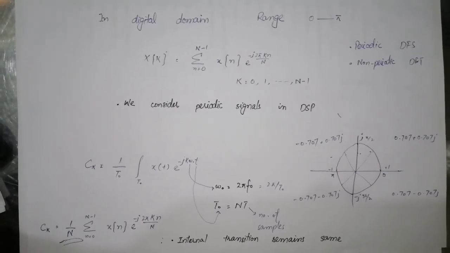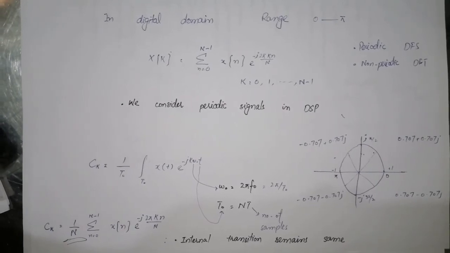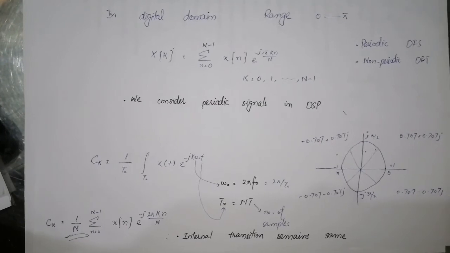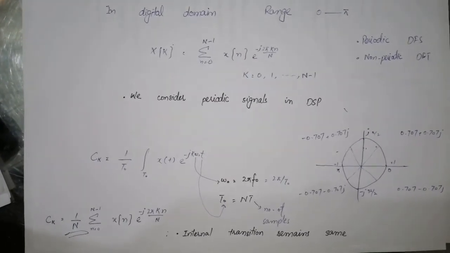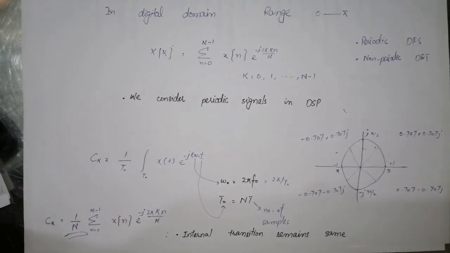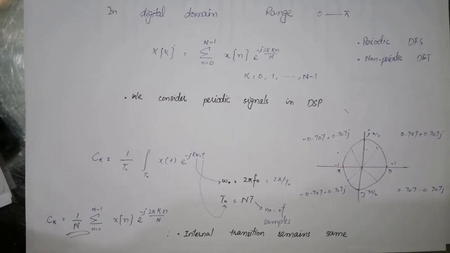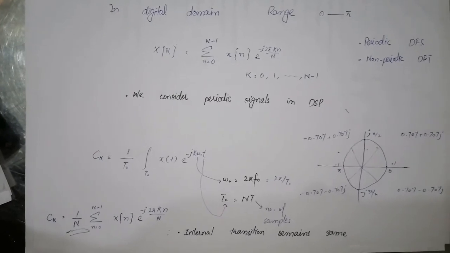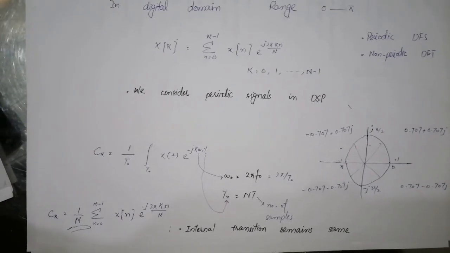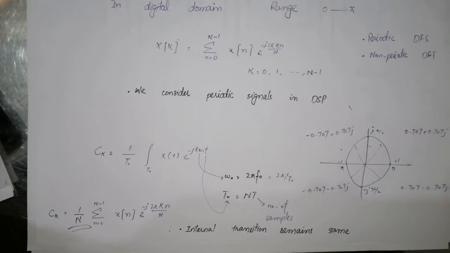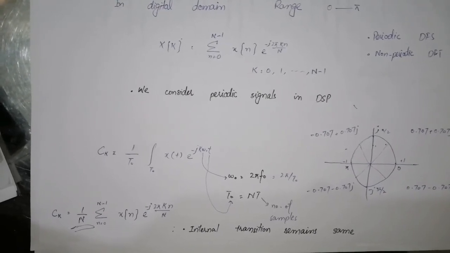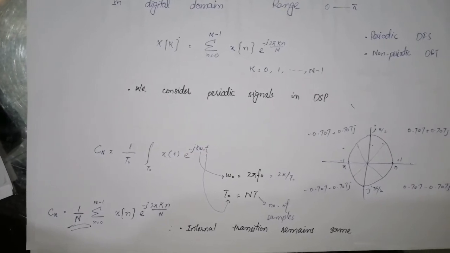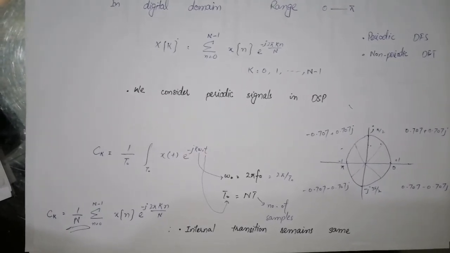In discrete Fourier series, we have Ck is equal to 1 over T integration of x of t into e to the power minus j k omega naught t, where omega naught is equal to 2 pi f naught and T naught is equal to NT. N is the number of samples. We have the same formula Ck is equal to 1 over N summation from 0 to N minus 1 x of n e to the power minus j 2 pi k n over N. The internal transition of the system remains the same.